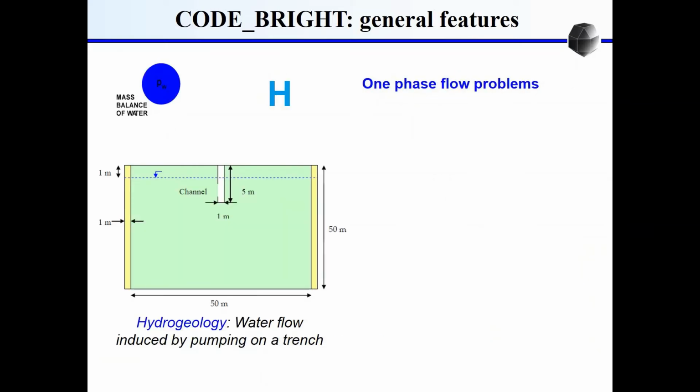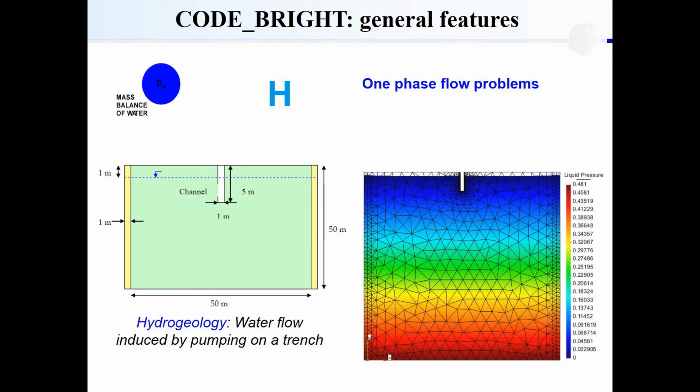Another possibility is to have one-phase flow problems. Okay, so for example, in this case we have a channel and we pump water outside this channel. So you can see that because of pumping water from this trench, the saturated zone evolves. Okay, so this can be also calculated by the program.